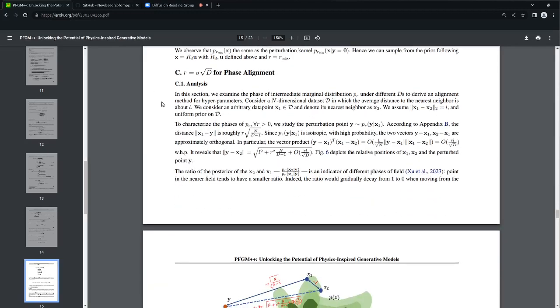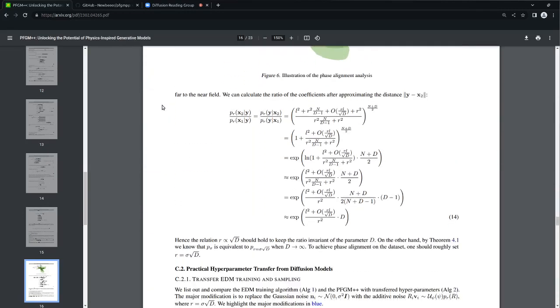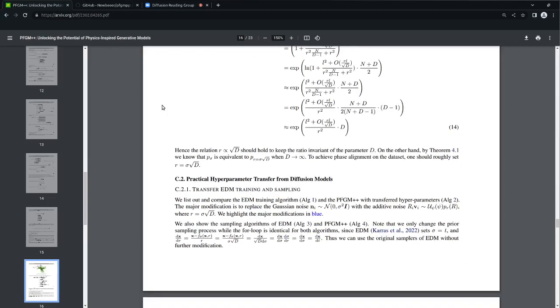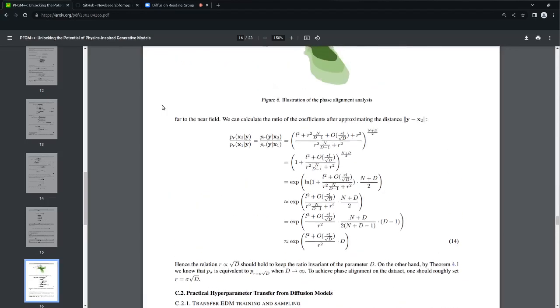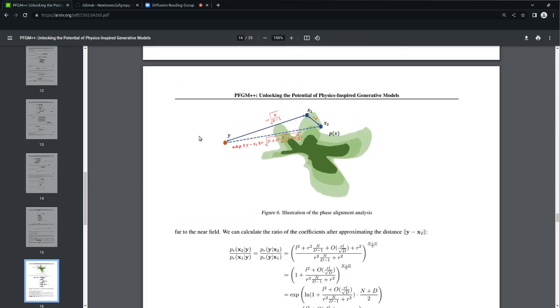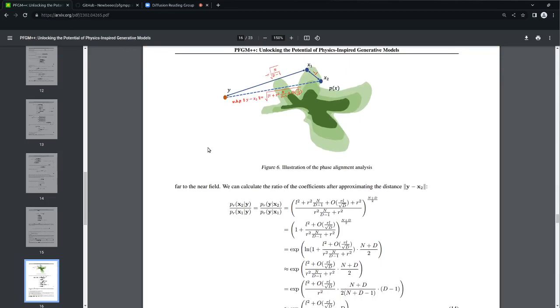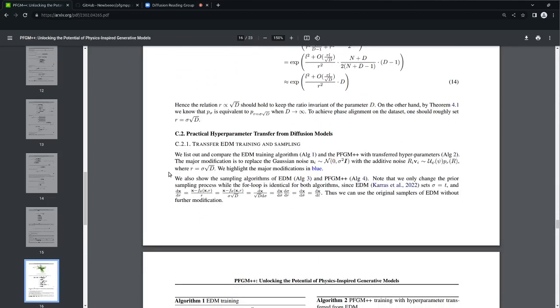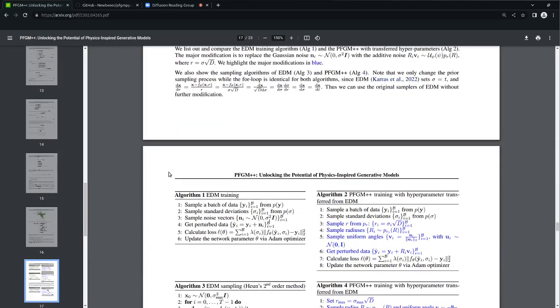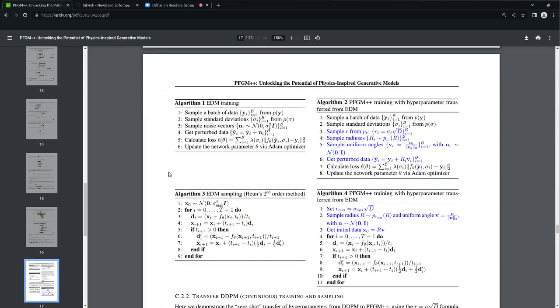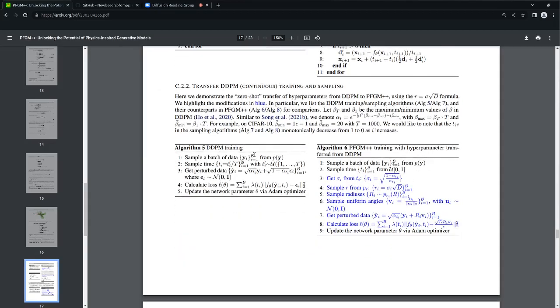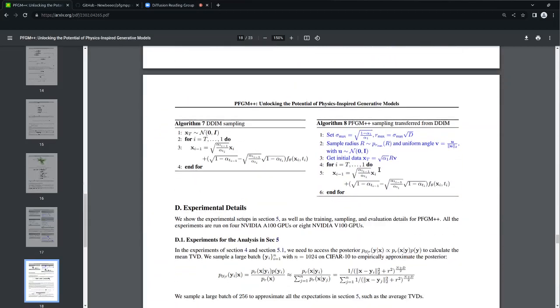So the phase alignment, they also prove that. It's a little bit confusing what that is. I think they just mean that your model when training behaves as it would for the equivalent diffusion model. So that's the EDM sampling. Same thing for DDPM, and DDIM on the bottom.